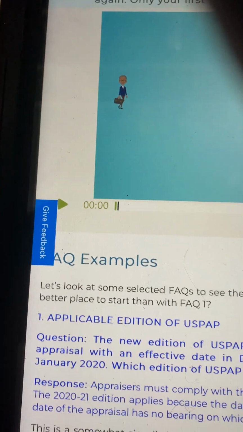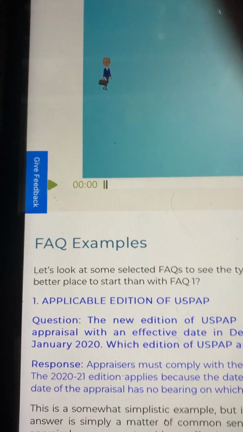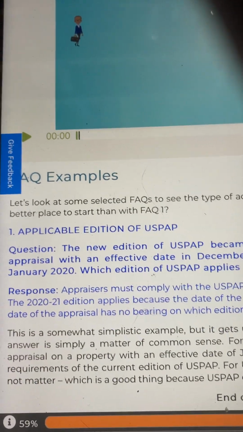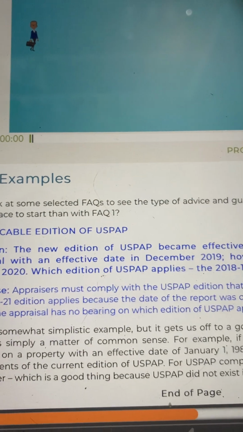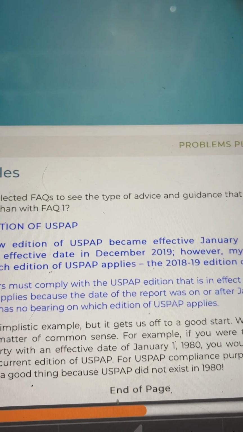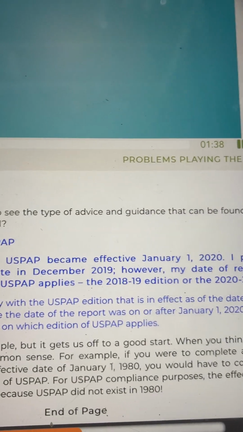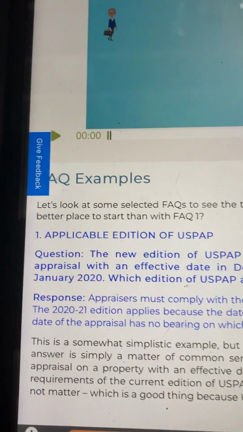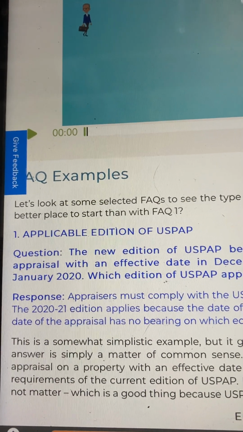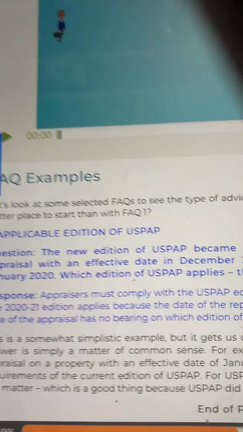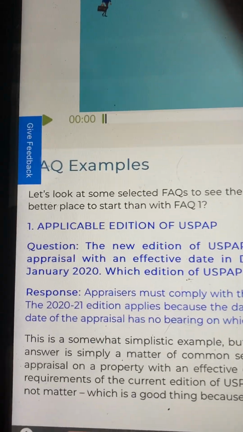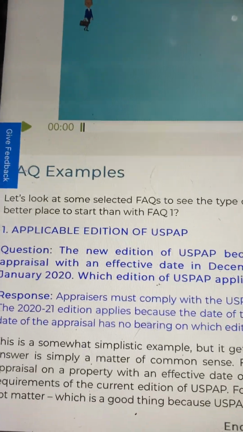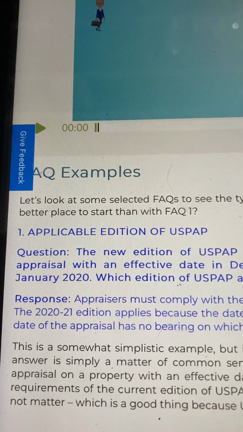Page 16, which we did at the beginning. Now I'm caught up. FAQ examples. Let's look at some selected FAQs to see the type of advice and guidance that can be found there. What better place to start than FAQ number 1? Number 1, applicable edition of USPAP.